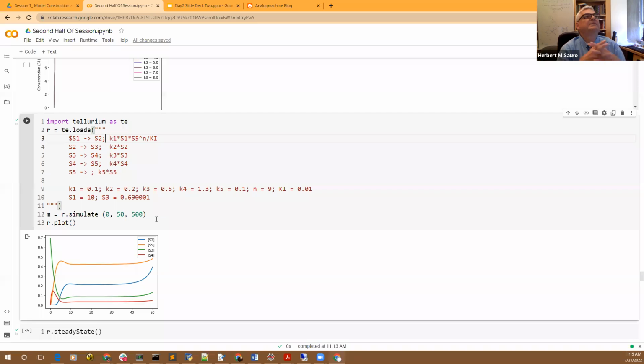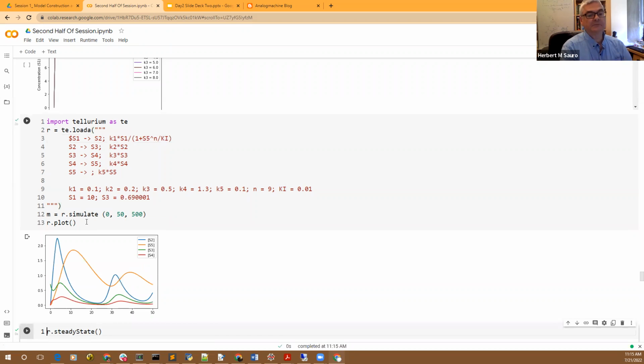But remember, the idea is not to make it more complicated. You want to know what's the simplest model that will give you the results you're looking for. And if this simple thing is good enough and it predicts everything correctly, then that's good enough. You don't need any more elaboration.